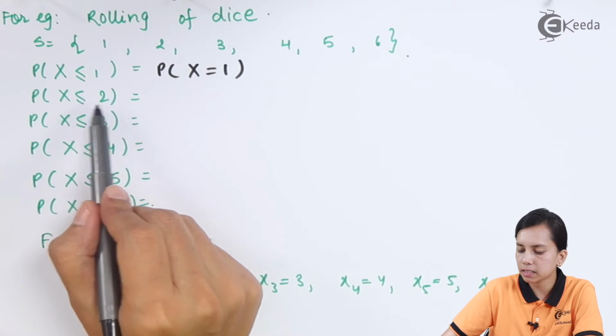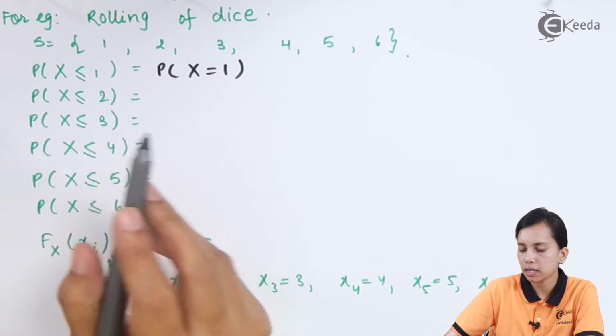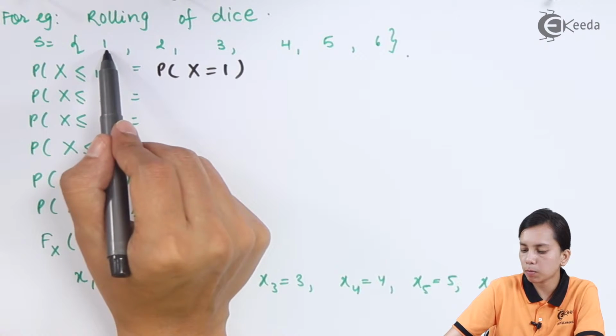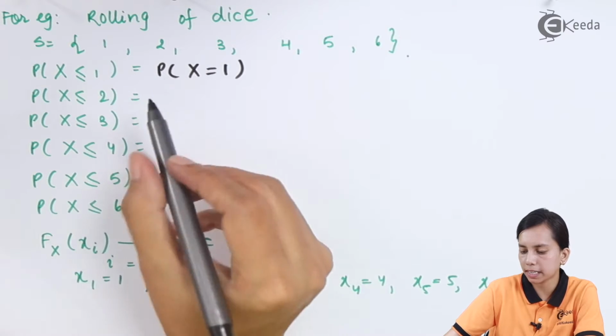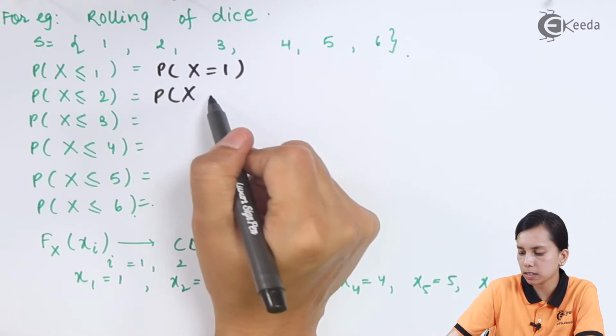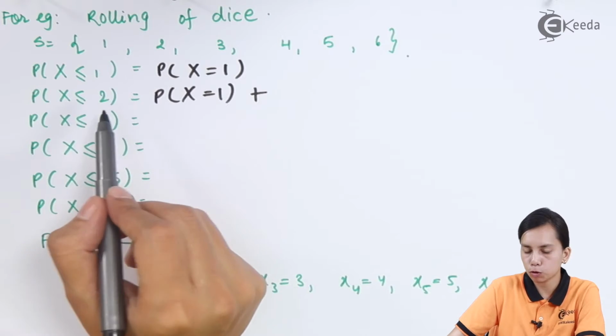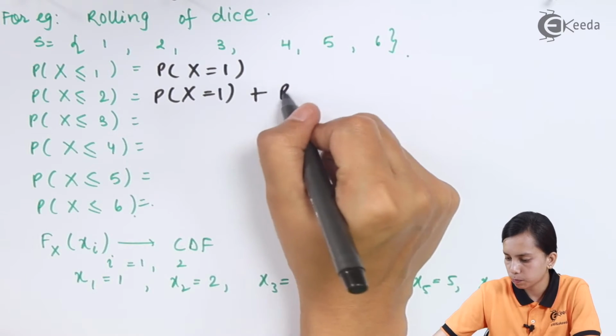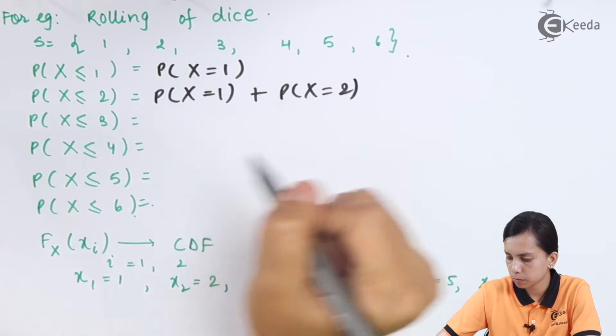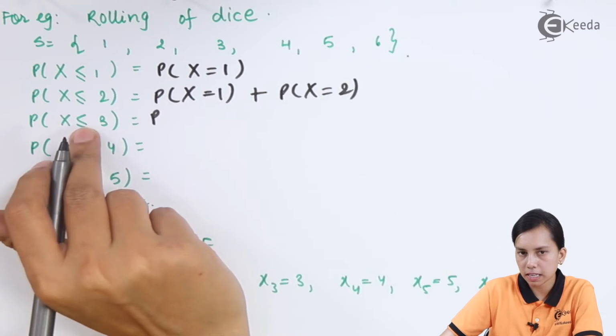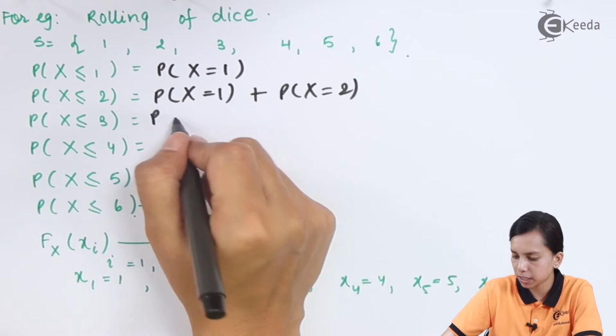Similarly, for capital X less than or equals to 2, the probability is 1 or 2. I can get 1 because it is less than 2, plus the probability of 2 because it is equal to. Similarly, for less than or equals to 3, 1, 2 and 3.